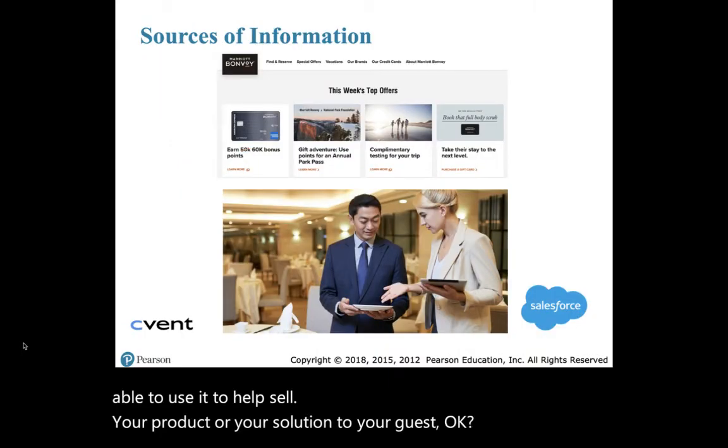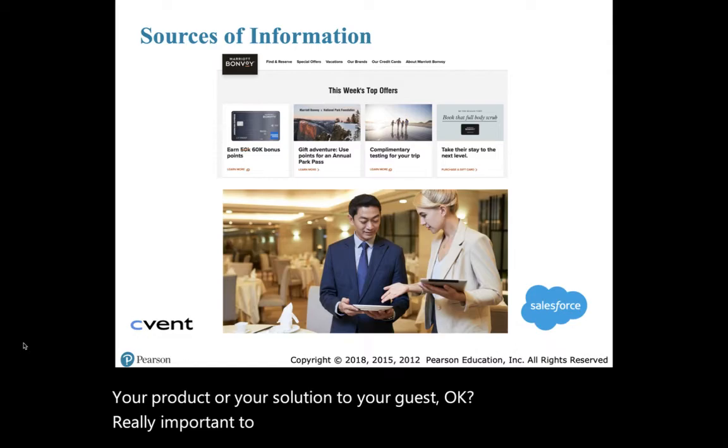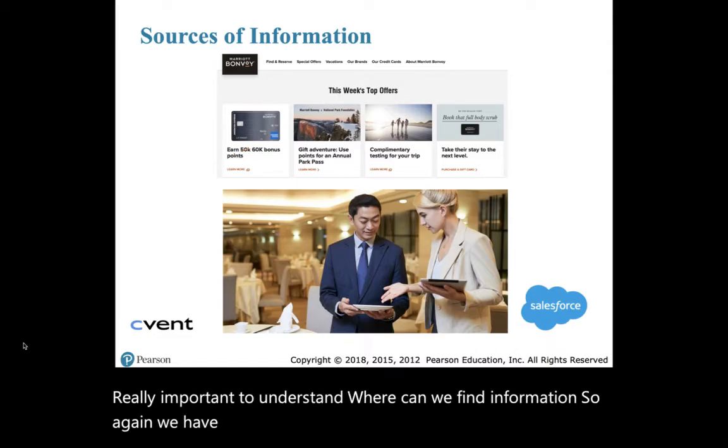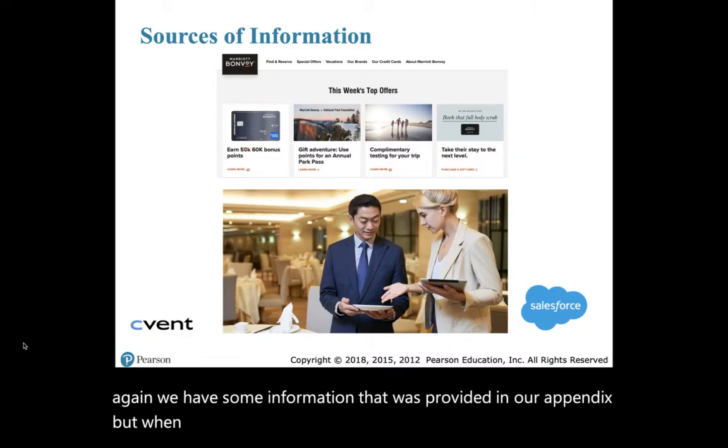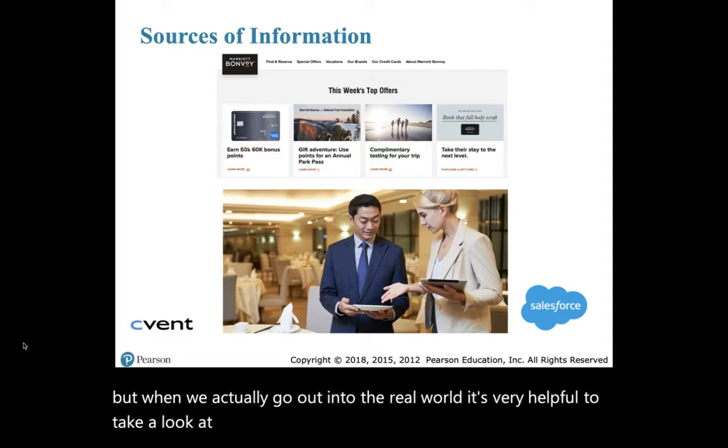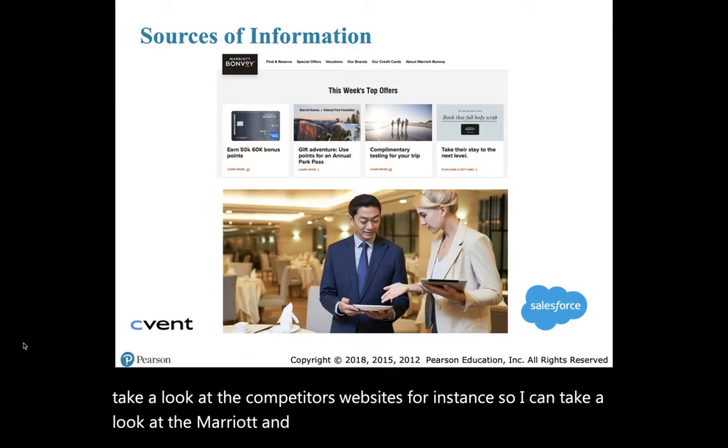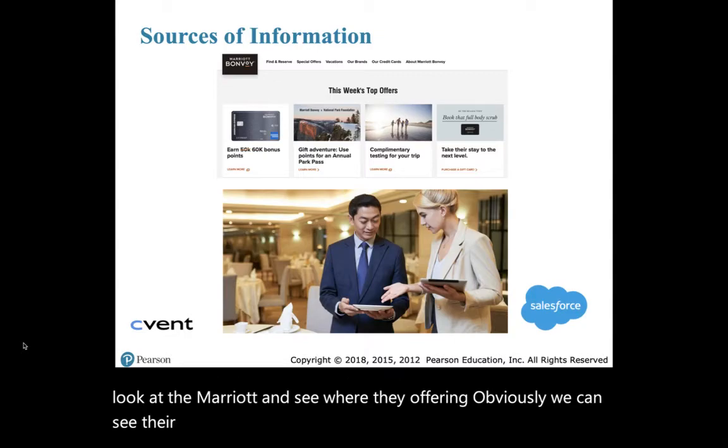Really important too is to understand where we can find information. So again, we have some information that was provided in our appendix, but when we actually go out into the real world, it's very helpful to take a look at the competitors' websites, for instance. So I can take a look at the Marriott and see what they are offering. Obviously, we can see their room rates, their floor plans, their meeting space, what they have to offer.